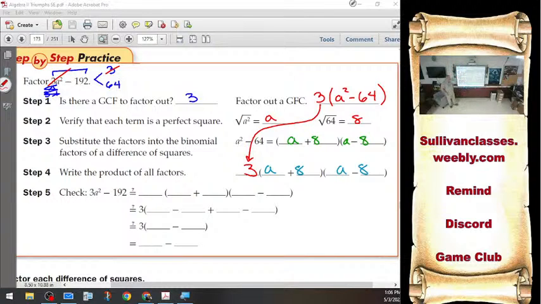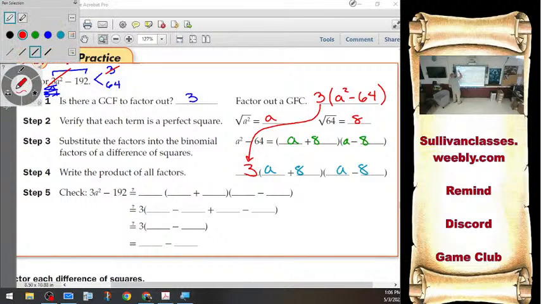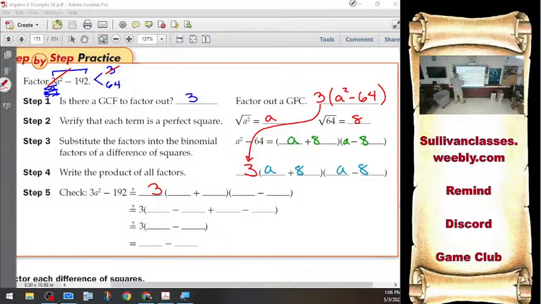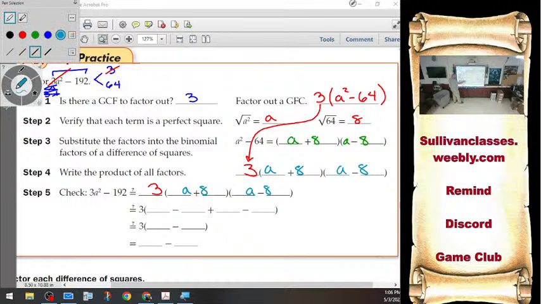So, now we got to check it. Stage 1. We said 3 times a plus 8, a minus 8. We said that was our magical jam. So I'm going to start by, again, shoving kid brother over here and just leaving him there for a while.